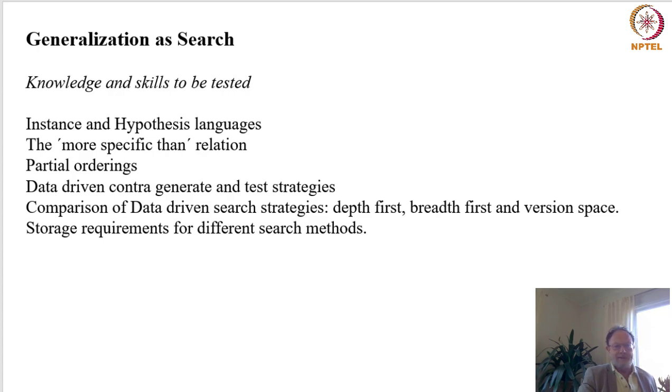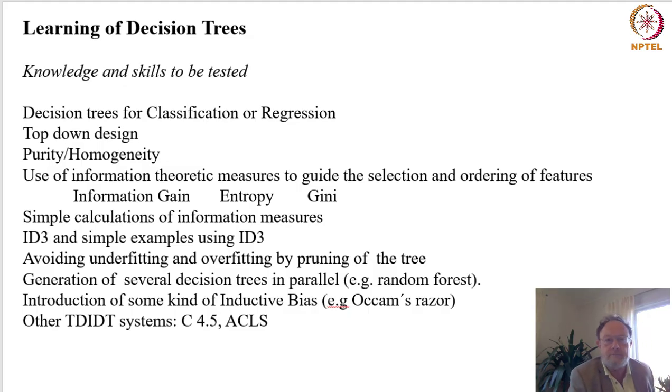Also distinguishing between different approaches to do this, either data-driven, starting from the examples, or by generate and test, which essentially means the opposite. We start top-down, building up and testing hypotheses and seeing how well they fit. So data-driven is bottom-up, generate and test is top-down. Then the focus was more on comparisons of various data-driven search strategies, like depth first, breadth first, and version space. Let's move on.